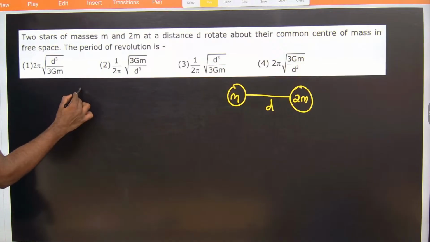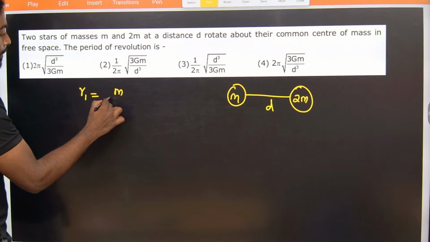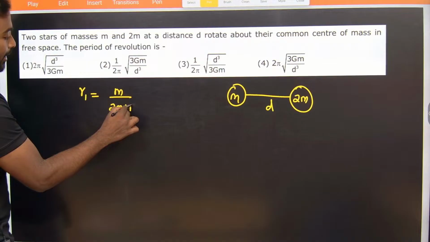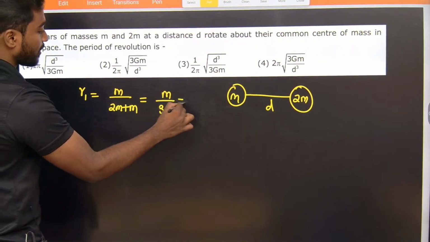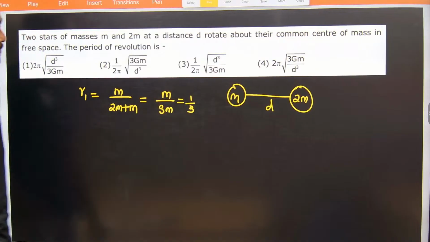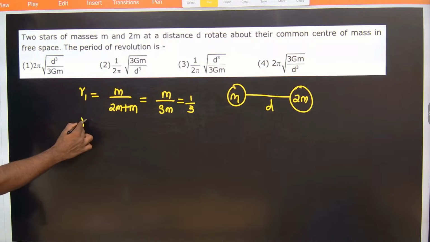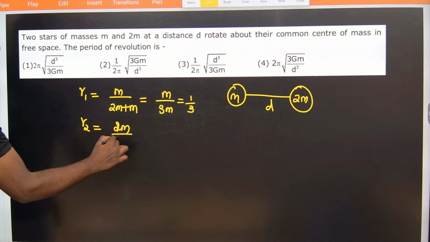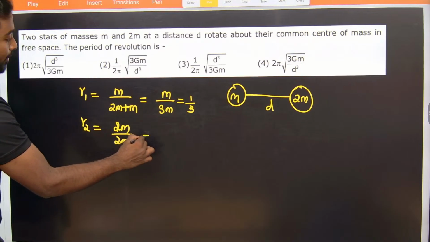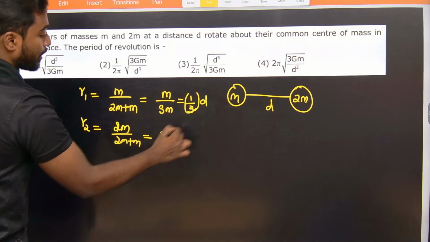So for r1, I will take m by (2m plus m) for the center of mass. So m by 3m, which is equal to 1 by 3. And r2 will be 2m by (2m plus m), which is nothing but 2 by 3. So into d will come.